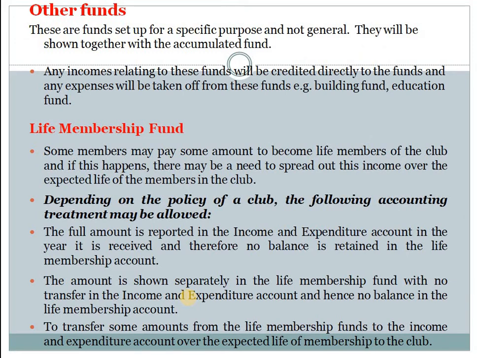The other funds are funds set up for a specific purpose and not general. They will be shown together with the accumulated fund. Any income relating to those funds will be credited directly to the fund, and any expense will be taken off from those funds, like building fund, education fund.